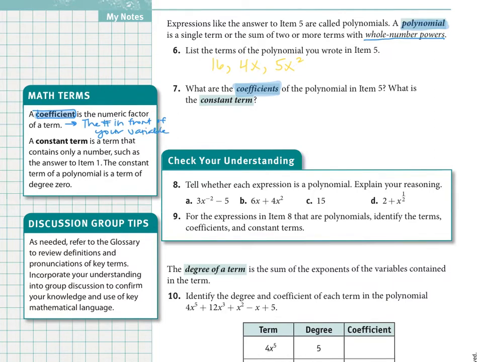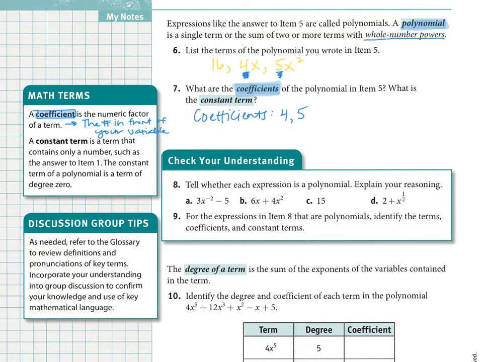So it's asking us for what the coefficients are in the polynomial in number 5. So the coefficients are the numbers in front of our variables. If we wrote down, for x, we know the coefficient is going to be the number 4. If we wrote down 5x squared, the coefficient will be 5. So we know our coefficients are going to be 4 and 5.